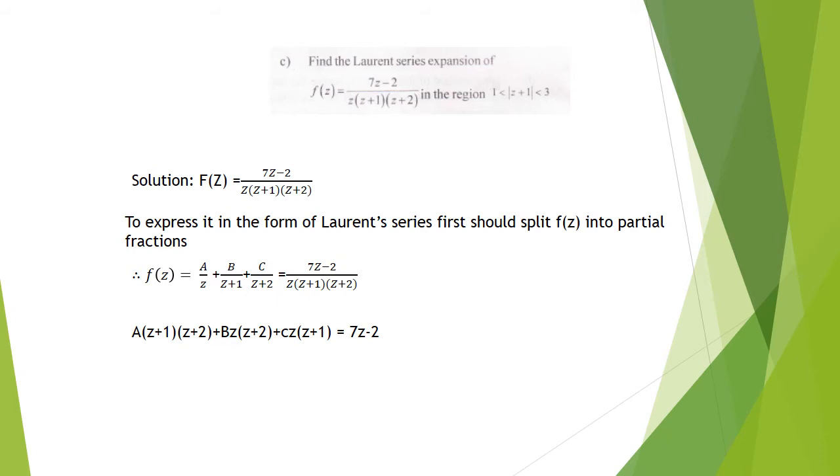Now, let us see the problem f of z equal to 7z minus 2 upon z into z plus 1 into z plus 2. First of all, we have to find the partial fractions of this, and it is a simple partial fraction. A by z plus B by z plus 1 plus C by z plus 2 is equal to 7z minus 2 upon z into z plus 1 into z plus 2. So, by taking LCM, A into z plus 1 into z plus 2, plus B into z into z plus 2, plus C into z into z plus 1 is equal to 7z minus 2.